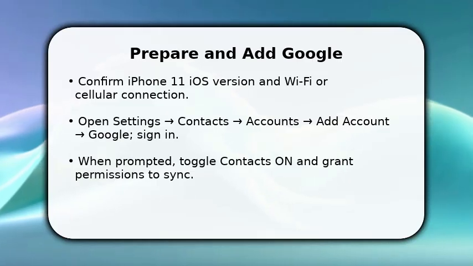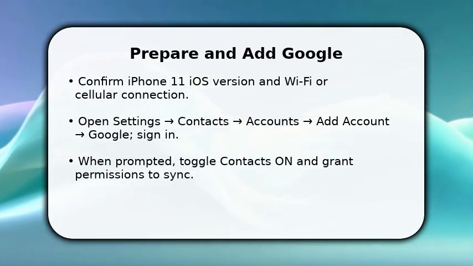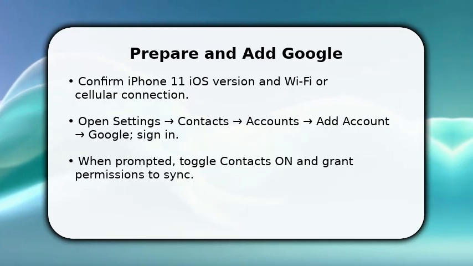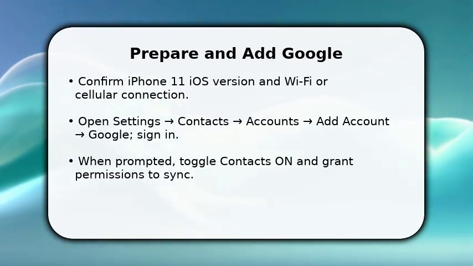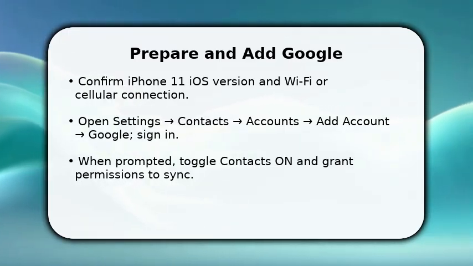You'll start by confirming basics. Your iPhone 11 is online and updated, and you know the Google account credentials. Once ready, open Settings, tap Contacts, then Accounts, and choose Add Account, right arrow Google. Sign in with your email and password, then make sure the Contacts toggle is enabled.